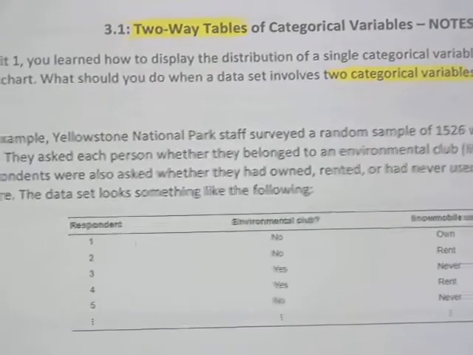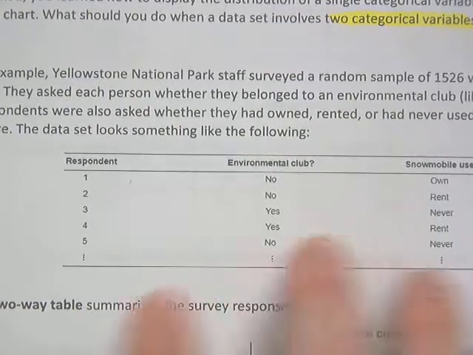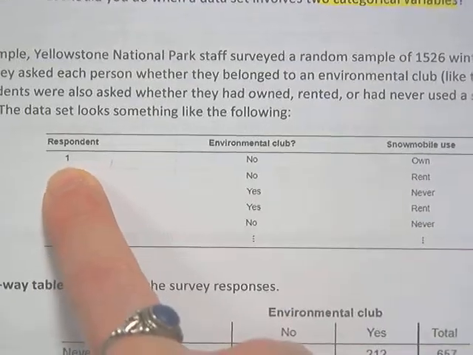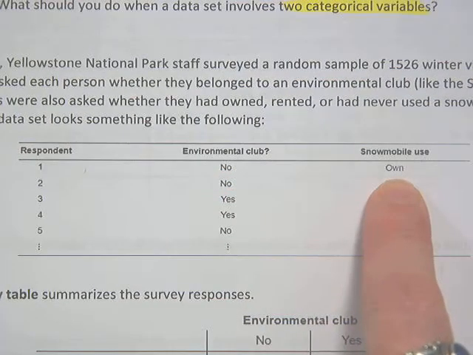For example, Yellowstone National Park staff surveyed a random sample of 1,526 winter visitors to the park. They asked each person whether they belonged to an environmental club, so that's a yes or no question that those people answered, like the Sierra Club. Respondents were also asked whether they had owned, rented, or had never used a snowmobile before. So again, those answers are not just numbers, they're words. So here's the data that was gathered. So the first person that was surveyed said that they weren't a member of an environmental club and that they owned a snowmobile and so forth, okay?